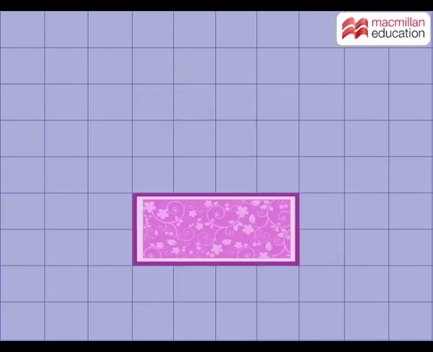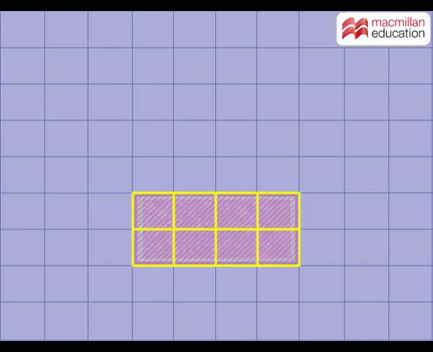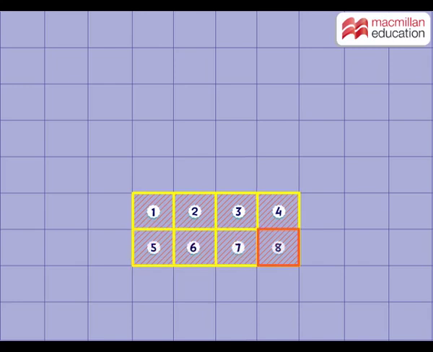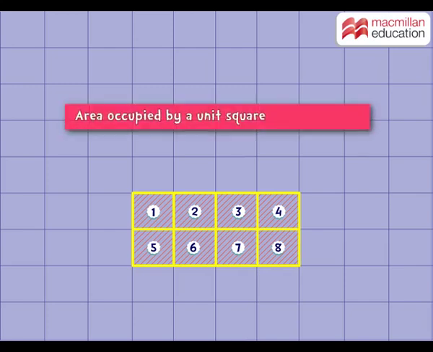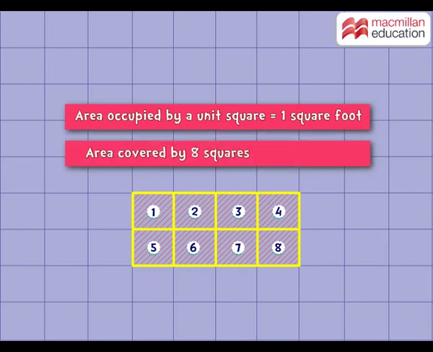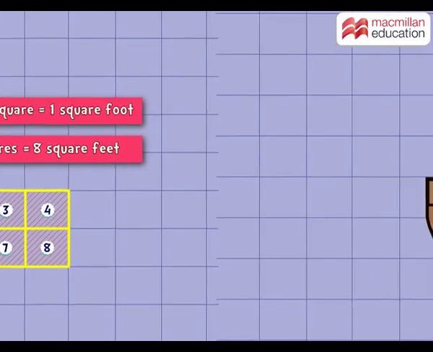Now, in order to find the area occupied by the mat, we count the number of unit squares covered by this shaded portion. Here we go. 1, 2, 3, 4, 5, 6, 7, and 8. And since the area occupied by a unit square is equal to 1 square foot, hence the area covered by these 8 squares would be 8 square feet.